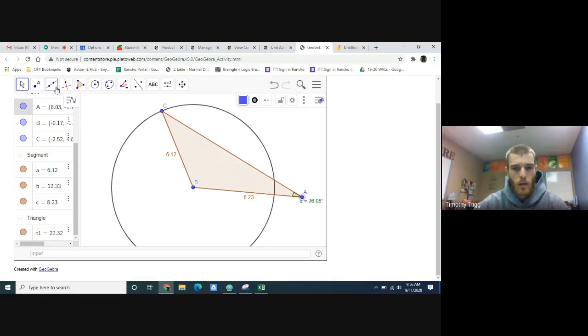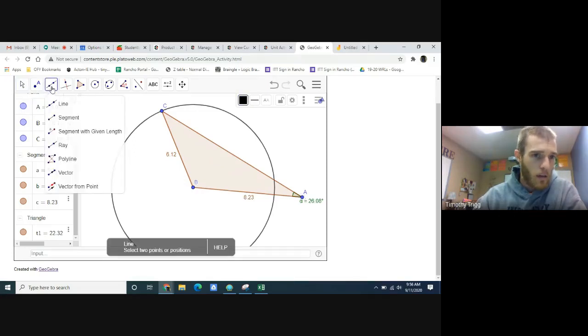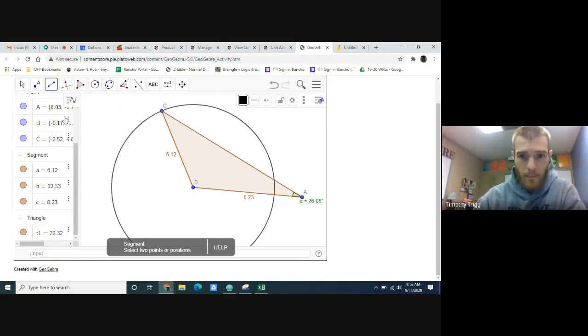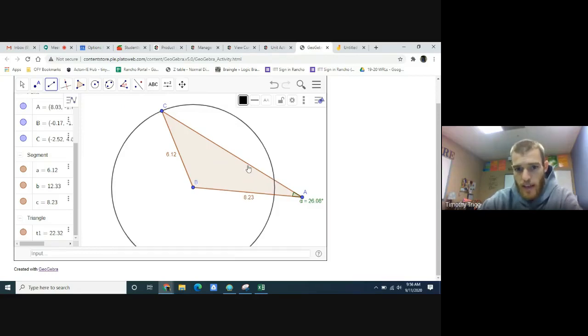Next, we want to create a line segment. So on the toolbar, the third one from the left here, you can go to segment. So don't do the line, do the segment. So click segment. And one of the points of the segment is going to be this intersection right here, this intersection of AC and the circle. Click that intersection and then click on B.